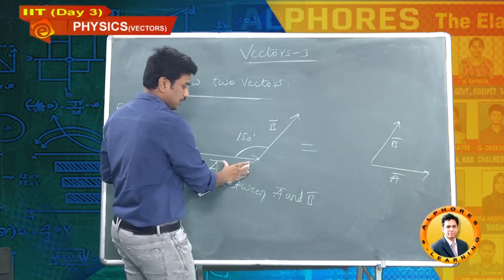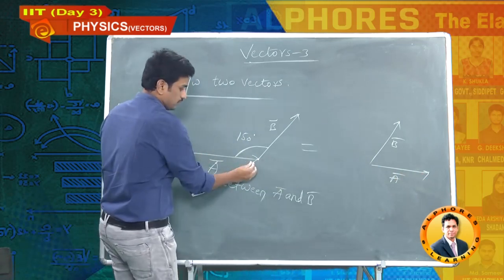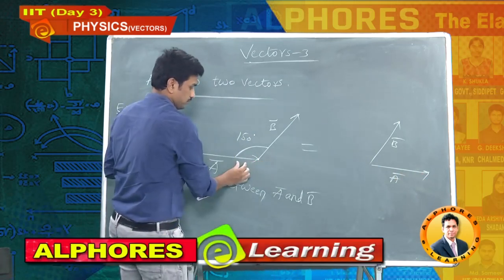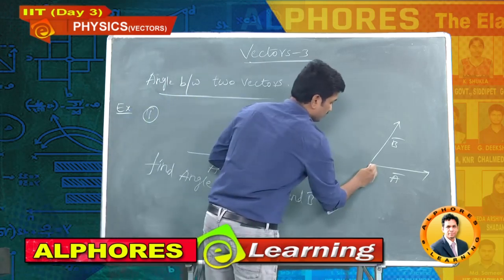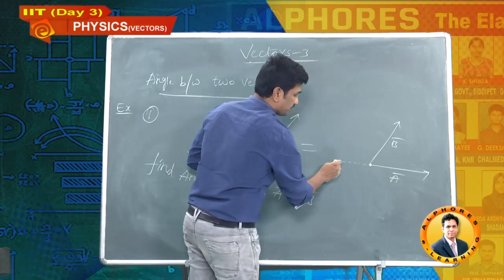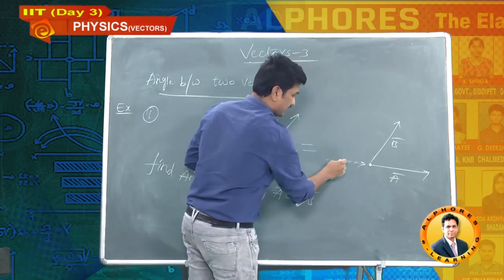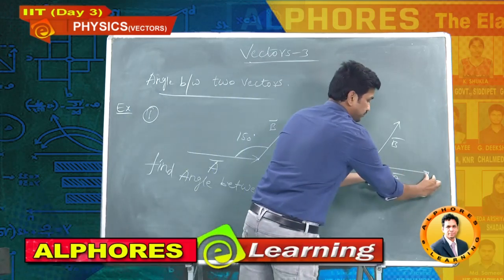This B bar I took here, same parallel. Now, where is the previous A bar? Its previous A bar shifted to here.